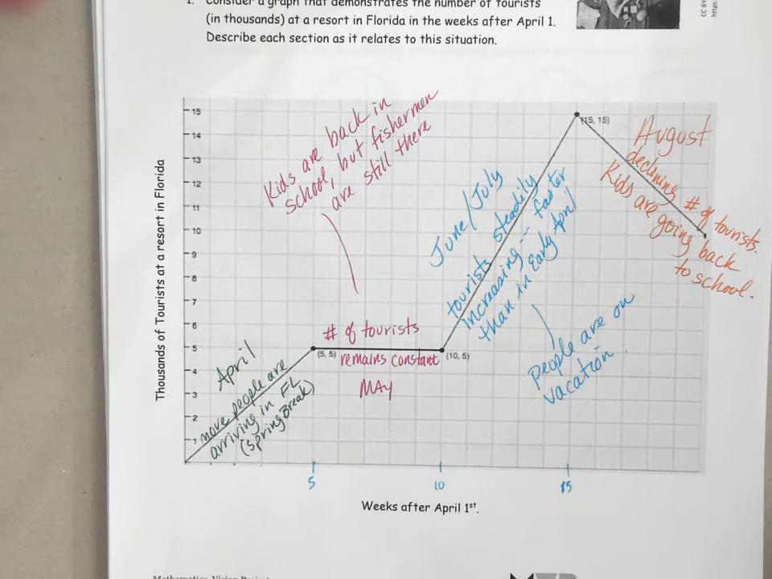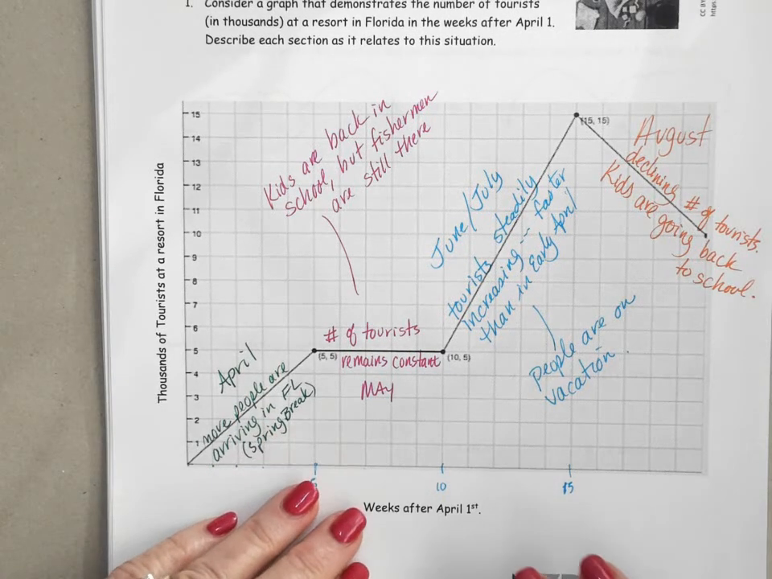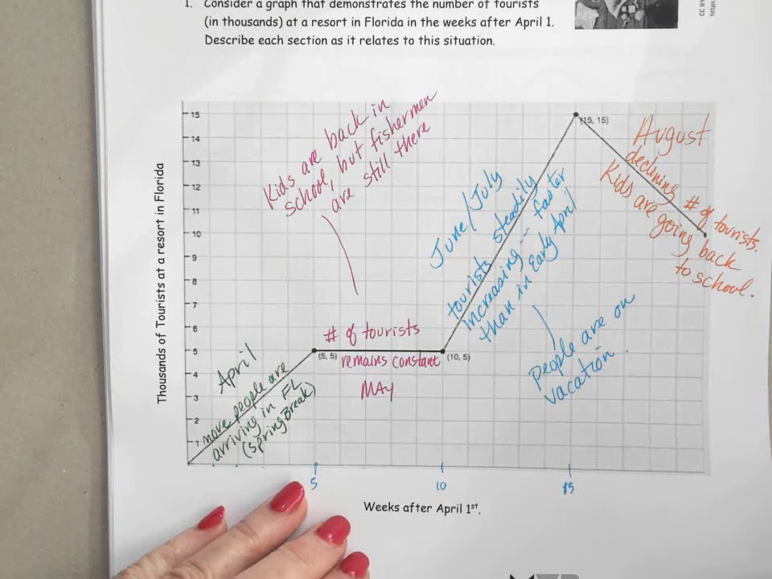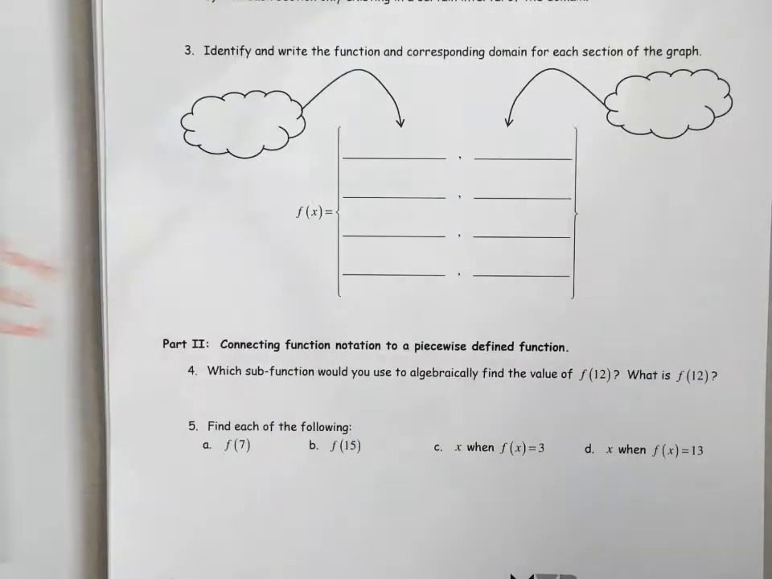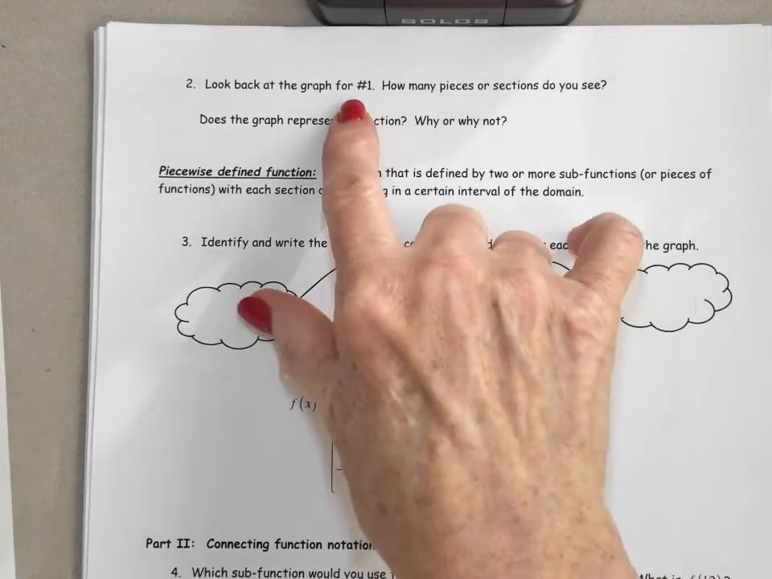Okay, now we have this graph. We're going to ask a bunch of questions about it on the next page, so we're going to have to flip back and forth a bit. So please be aware of that. I'm going to be flipping pages back and forth to look at it. All right, so this first question here, look back at the graph for number 1.